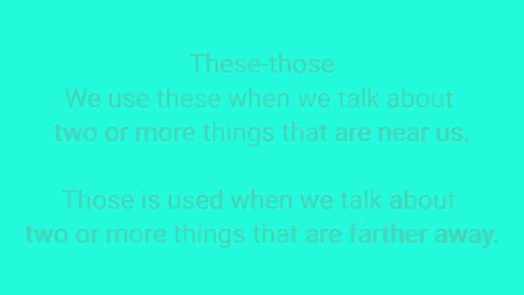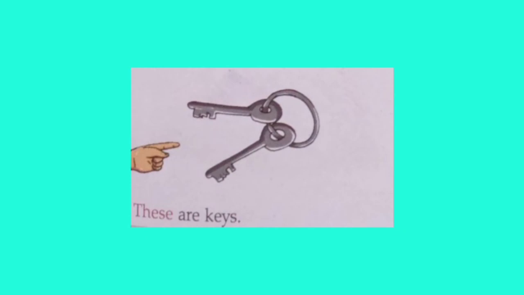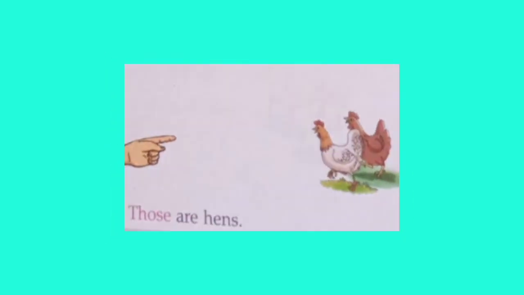Let's see some more examples of this. These are oranges. These oranges are near. Those are mangoes. Mangoes are far away. These are keys. Those are hens. Hens are away.